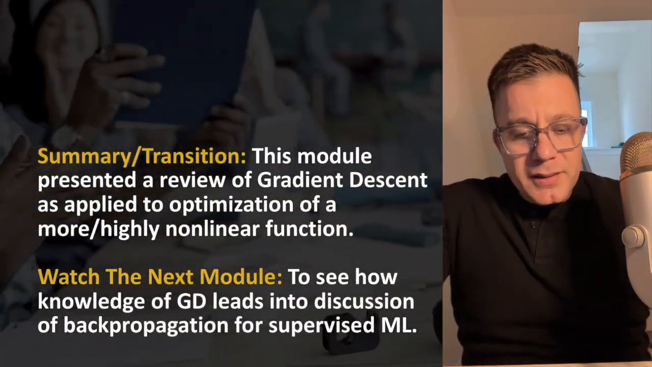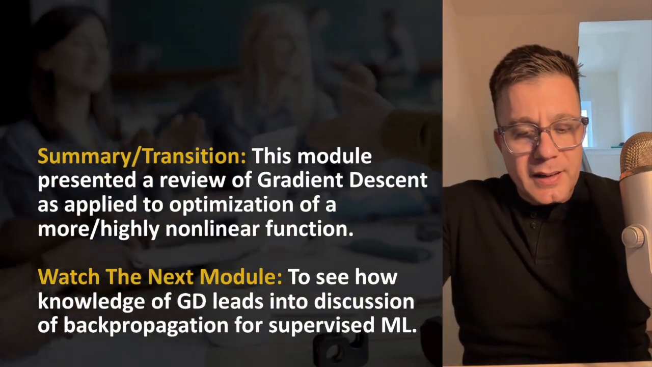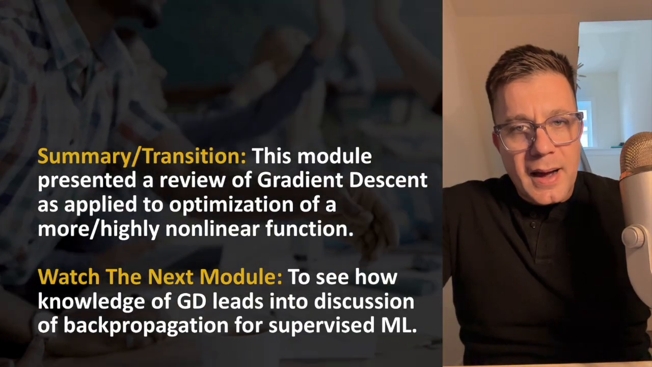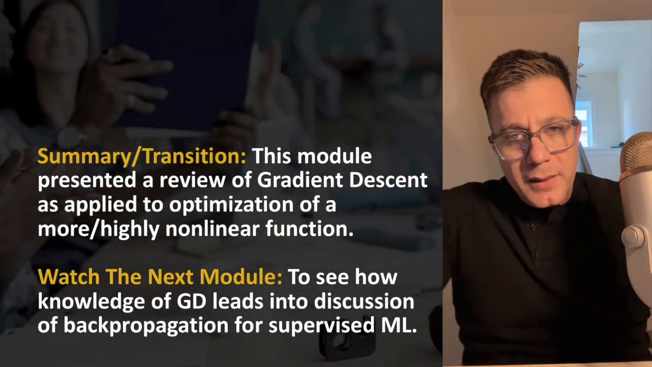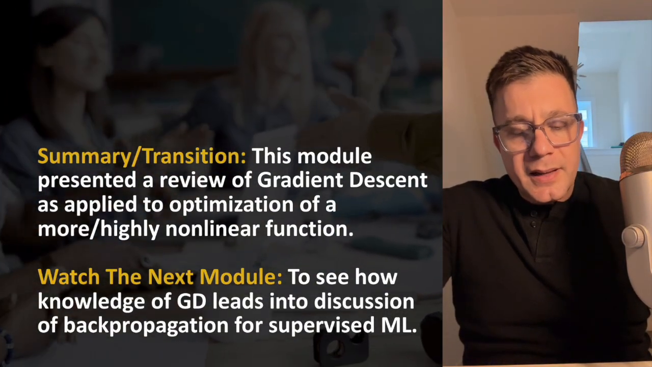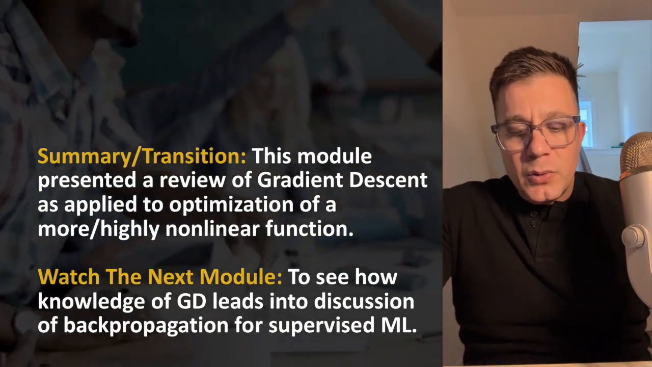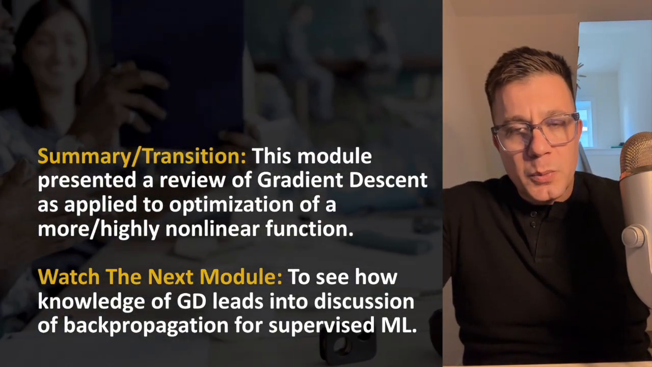So in summary, this module presents a review of gradient descent as applied to optimization of a highly nonlinear function. I invite you to watch the next module to see how knowledge of gradient descent leads into our discussion of backpropagation for supervised machine learning.